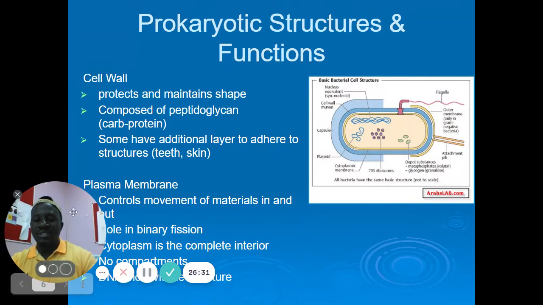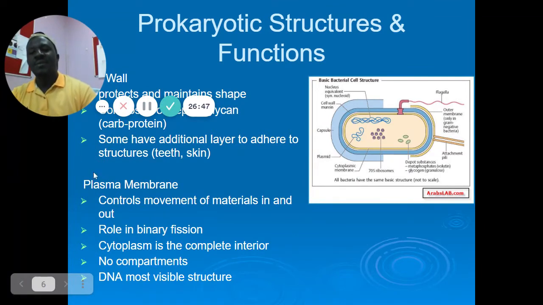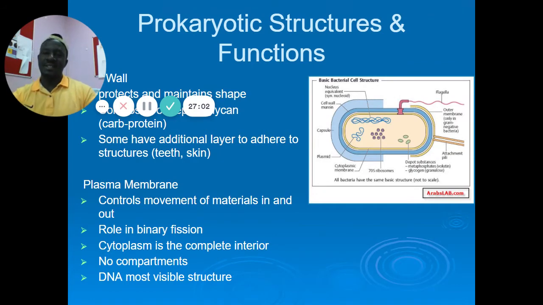Then plasma membrane, what's the importance? Some have additional layers to adhere to structures. Some of them have capsules and others a slime layer. When you come to the plasma membrane, it controls movement of materials in and out of the cell. The plasma membrane is similar to the capsule of this cell, but it's not as it is in the eukaryotes. You see that eukaryotes are supreme over the prokaryotes because these ones are primitive. You can still bear witness that it doesn't have a true nucleus.